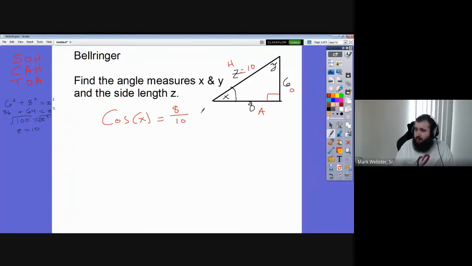Now, once again, did I have to choose cosine? I have all three, so I actually have my choice of all three. It doesn't matter which one I choose. I just have to pick one, and then use the right letters with it. So now what do I do from here? Cosine of my angle is 8 over 10. That means I have to use the inverse cosine to solve for x.